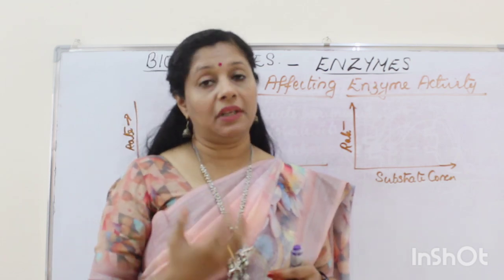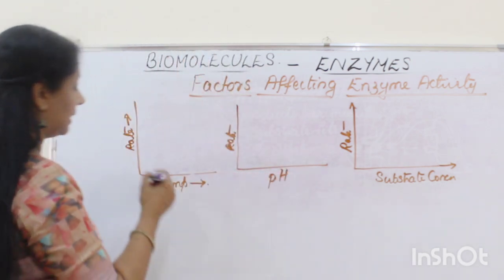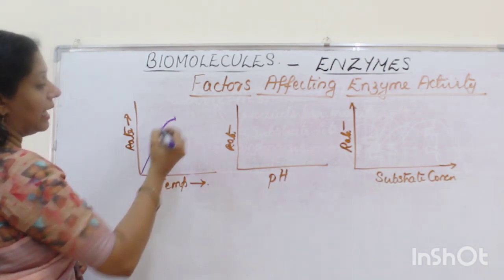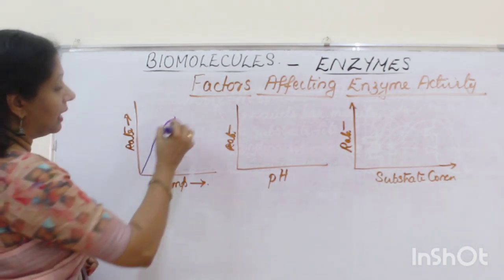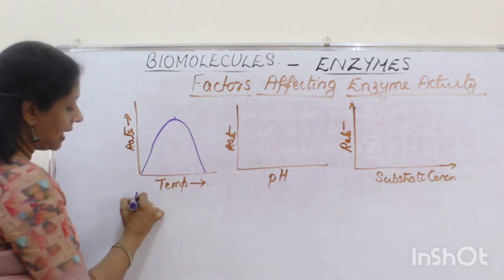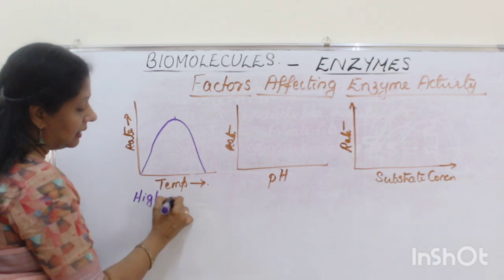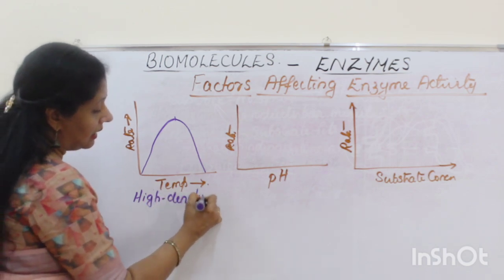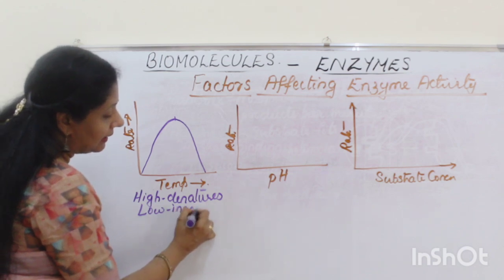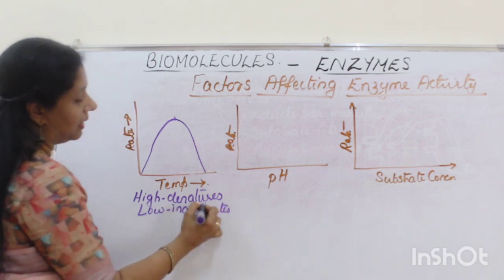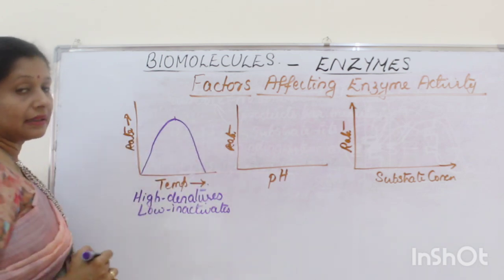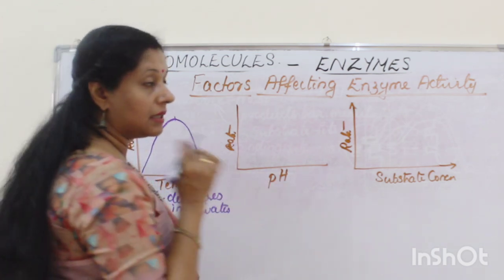Understood? So we know that when we increase the temperature, initially the rate of reaction will increase, but only up to a limit. After that, the reaction rate will decline. So if it is high temperature, it denatures the enzyme, and if it is low temperature, it inactivates the enzyme. Okay, so these two are the conditions. So we get a graph like this.